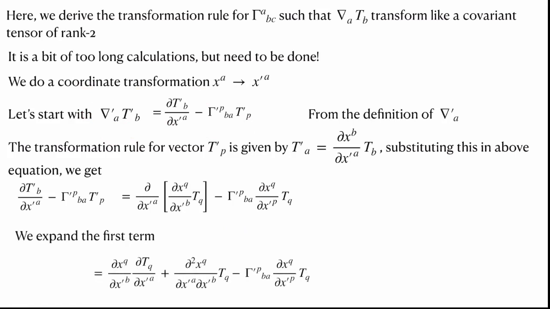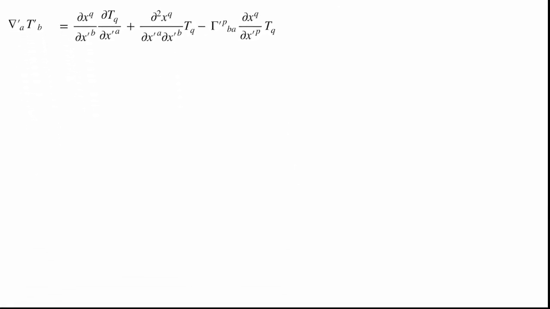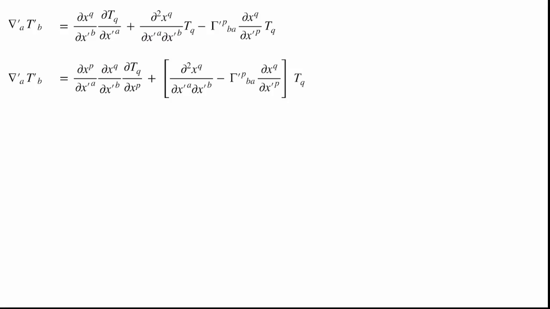We'll expand the first term. This we have done earlier. We get two terms: a first term which transforms like a tensor, and a remaining term which does not transform like a tensor. The second term remains the same. Of course, we have to do some adjustment of indices. We again use the chain rule, as we have done earlier, and simplify this expression. We replace del t_q by del x prime a in terms of del x^q by del x prime b into dt_q by dx^p. And then we have these two terms.